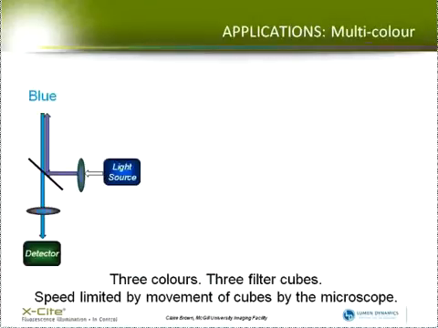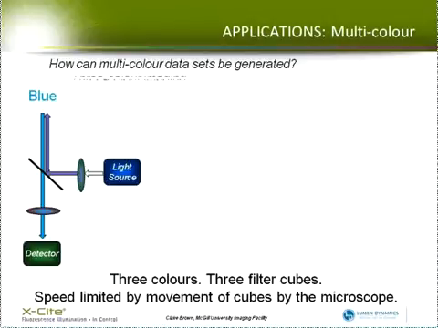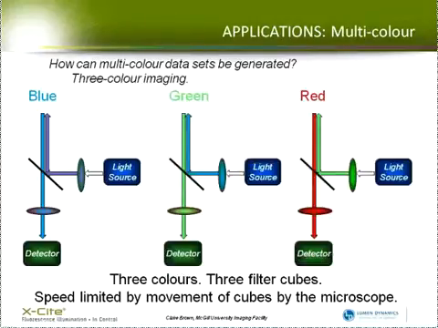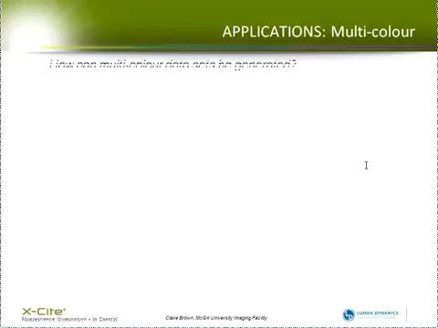So I'm going to finish up on multicolor applications, and I just wanted to give a couple of schematics showing how you can do multicolor. So the most sensitive way to do multicolor is by using three filter cubes, where you would move the different filter cubes in place to take your blue image, your green image, and your red image. And this is fairly slow because it's limited by the movement of the filter cubes, but it's the most sensitive way because you're selecting out just the colors of light that you're interested in.